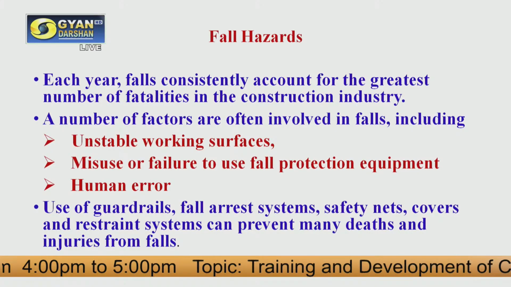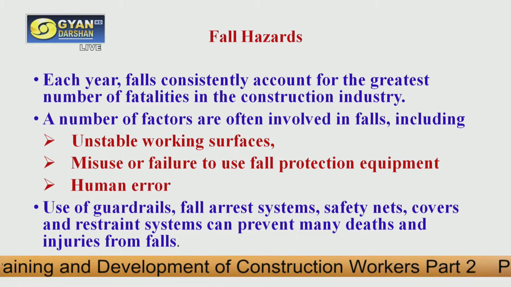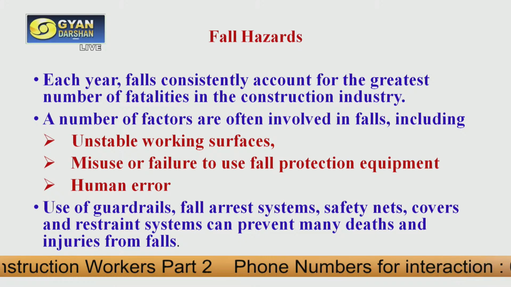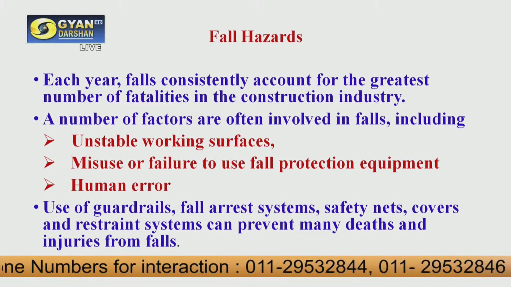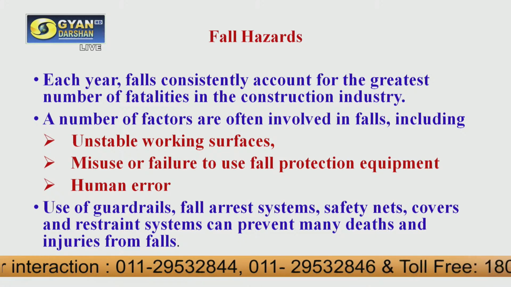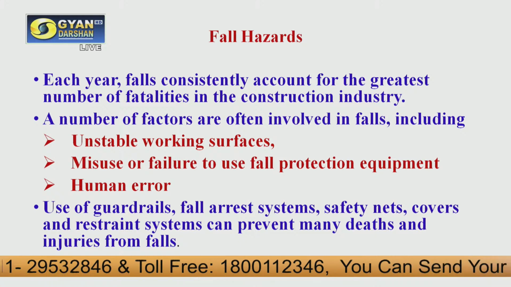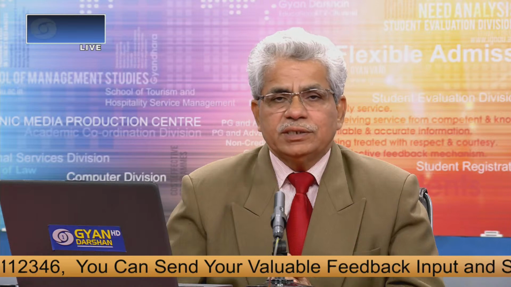Some factors are involved in a fall. Why does a fall occur? A fall occurs because of unstable working surfaces. When a worker is working at a height, a safe, stable platform should be there. If a safe and stable platform is not there, then there are chances of a fall. A proper support system has to be there. A proper platform has to be there.